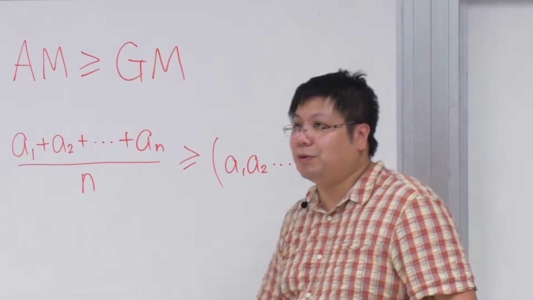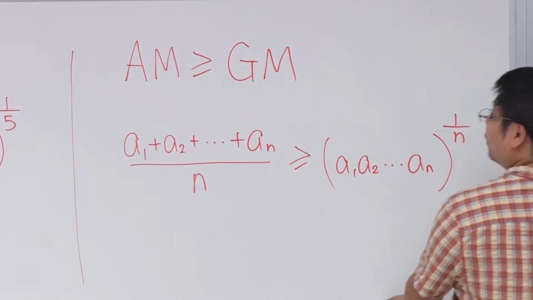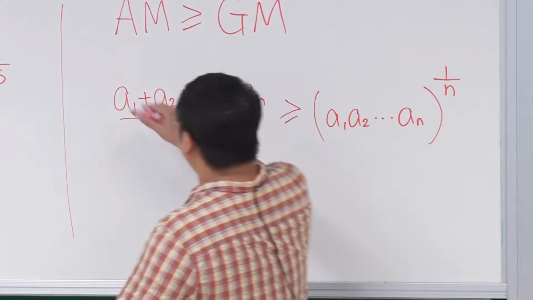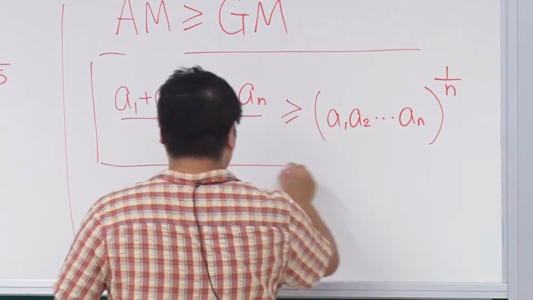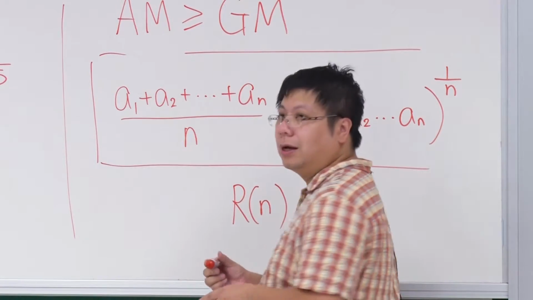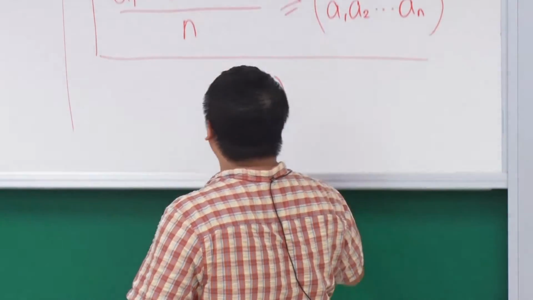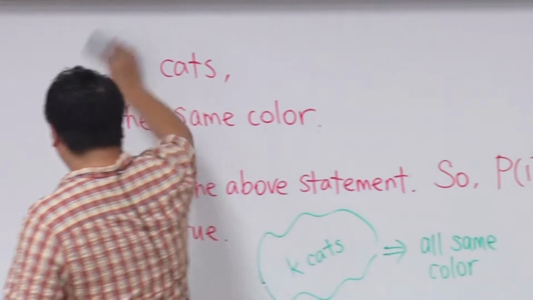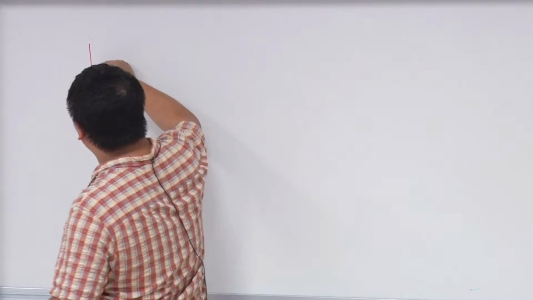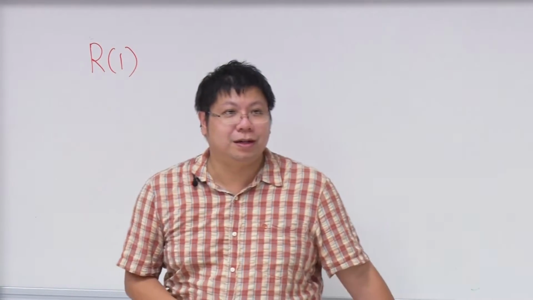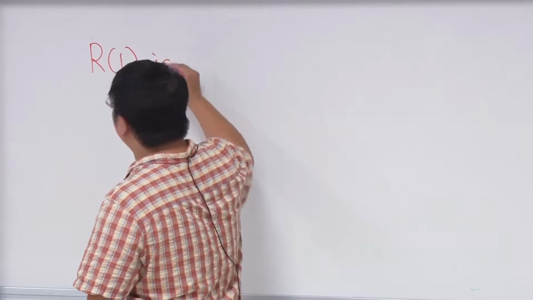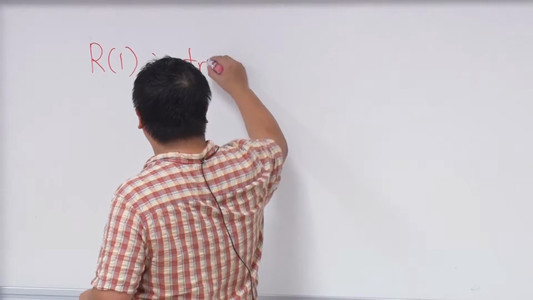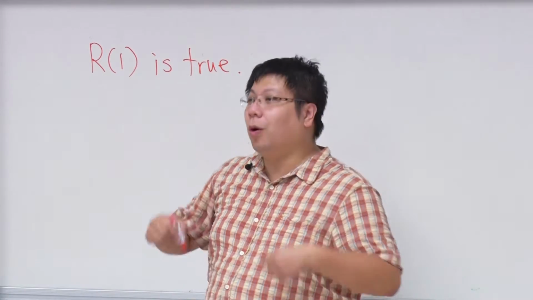Okay, so let's try to prove it. To prove this, let's give a name for this statement. Let's call this statement Rn. We know that R1 is true, we just have one number. But we are not going to use this as the basis case, because it turns out that R2 is very useful. So we also try to prove R2.